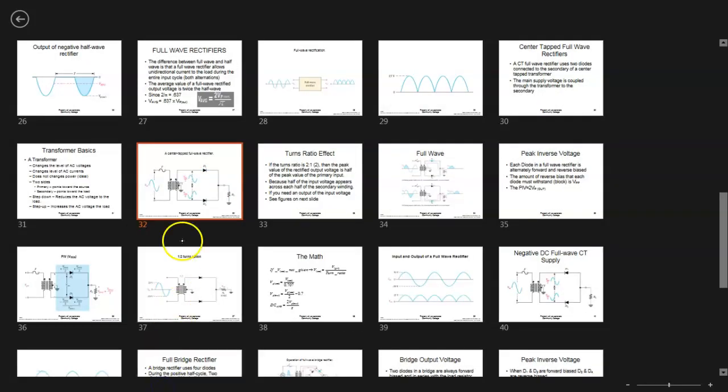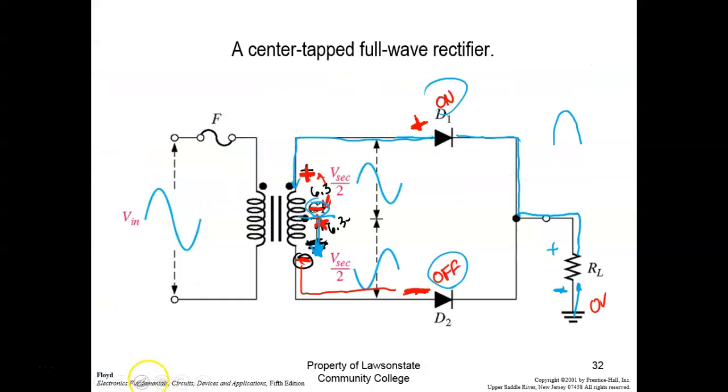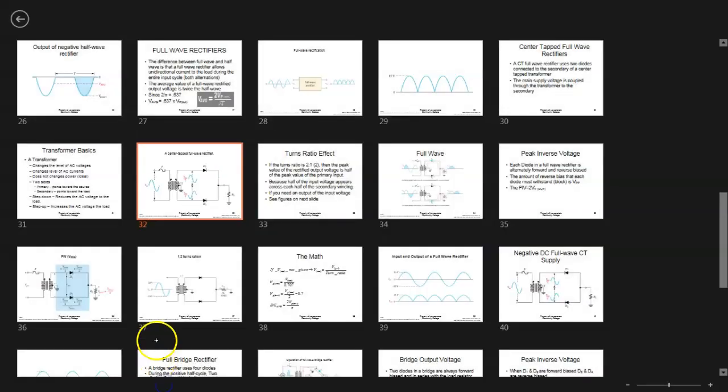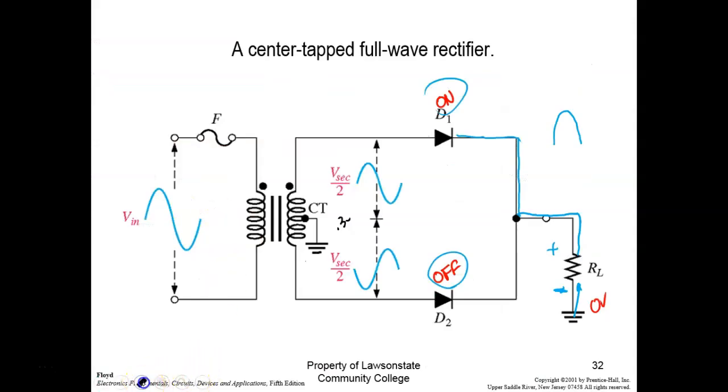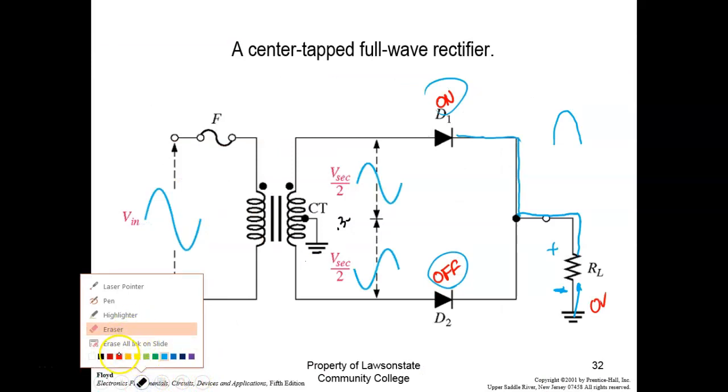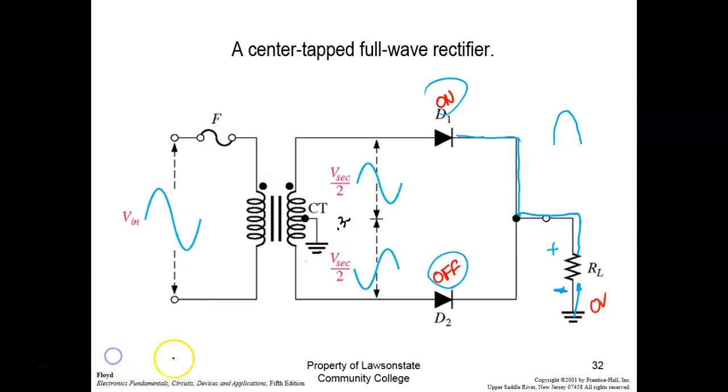Then on the next alternation, then everything's going to swap, right? So if everything swaps, then now this is negative and this is positive. Right? That makes sense. Okay.